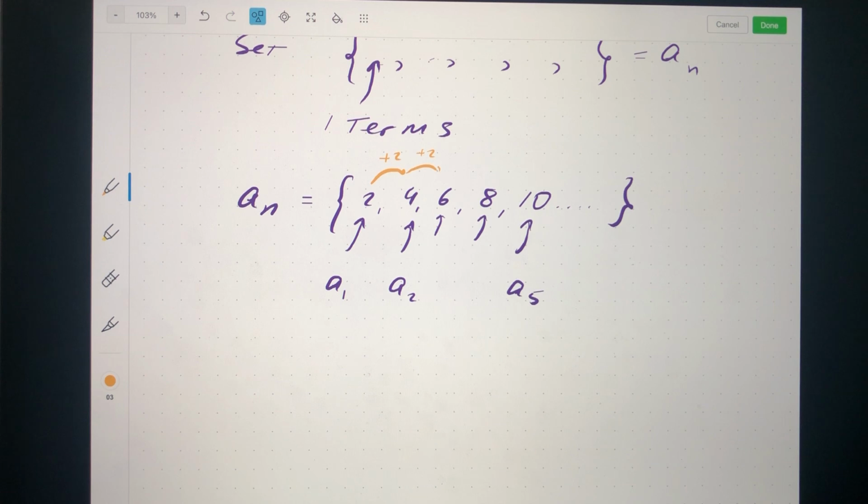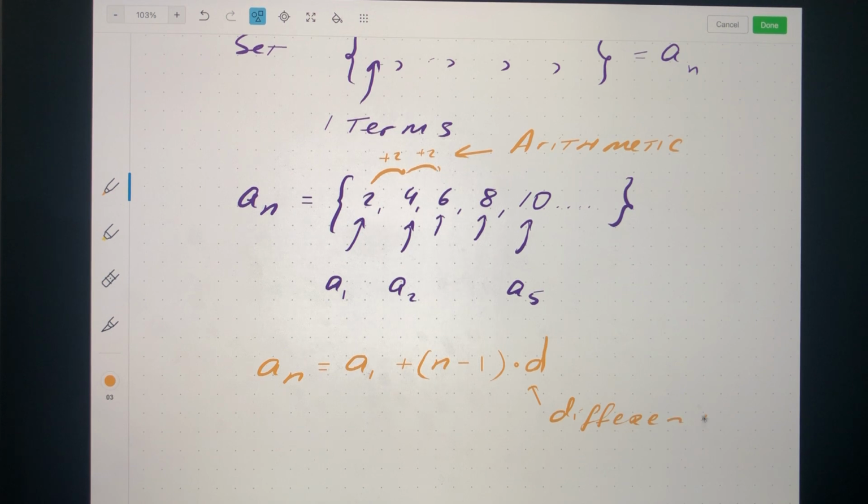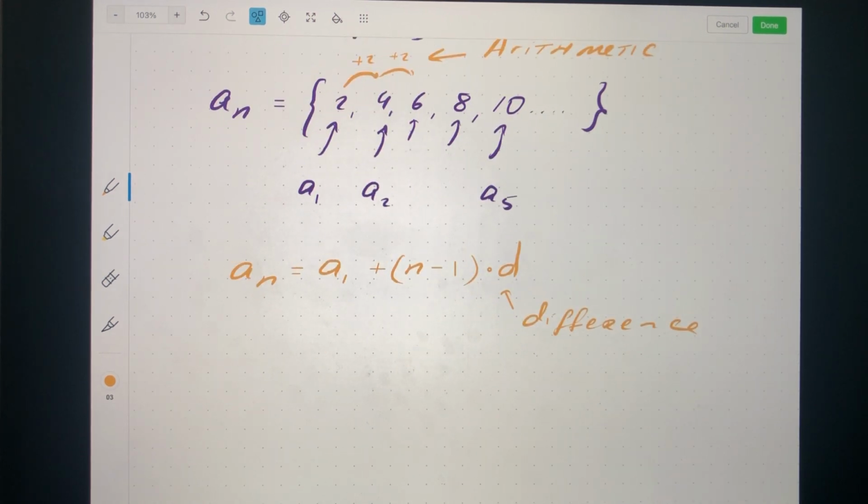Now, the general formula for any arithmetic sequence is a sub n equals a sub 1, that's the first term, plus n minus 1 times the d. The d stands for the difference, and the difference simply means the next term minus the previous term, and that's what the d is.